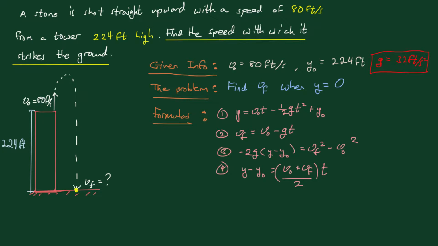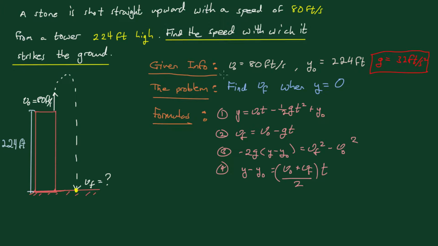Okay, so in this problem, we're going to be taking a look at another free fall problem. In this scenario, we have a stone that is shot straight upward with a speed of 80 feet per second from a tower 224 feet high. The problem asks us to find the speed with which it strikes the ground. I've highlighted the information that's given to us and also the main idea of the problem, which is to find the speed with which the stone strikes the ground.